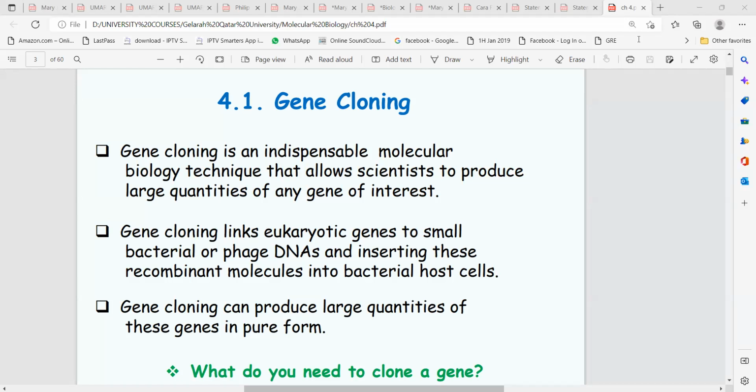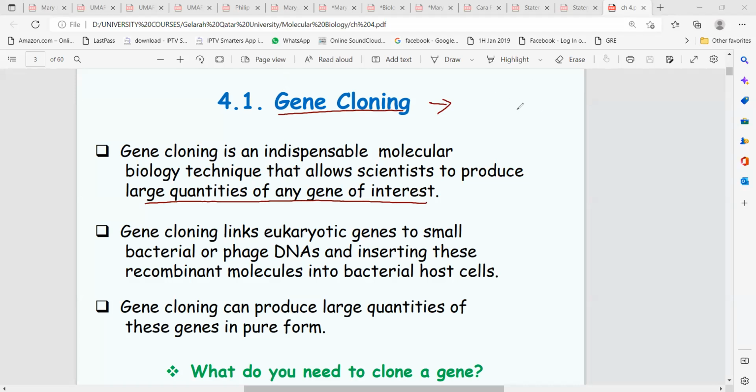So we start with lecture 4, from the very start, which is about gene cloning. Clear? The concept behind gene cloning is to produce a large quantity of any gene of interest. Clear?